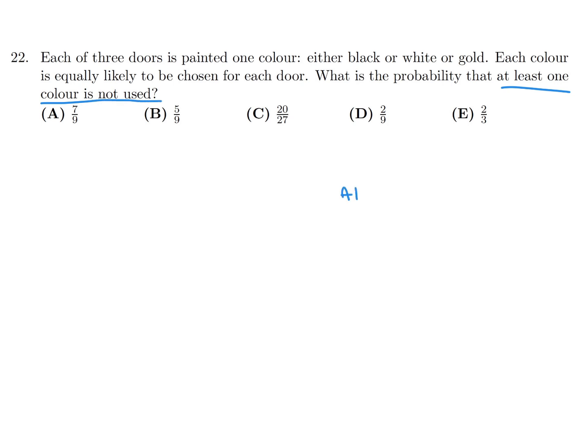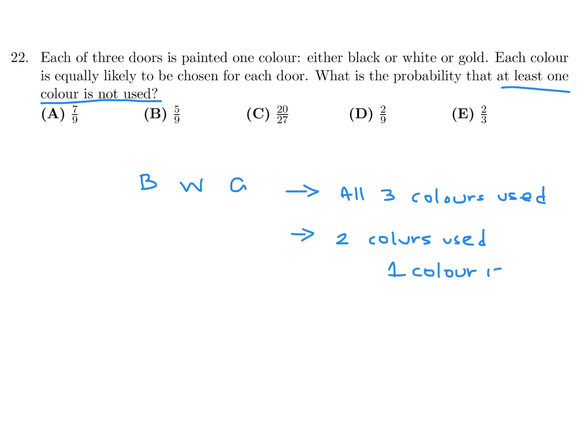So you can have all three colors used. That's the first scenario. So you can have one door black, one door white, one door gold, like that. Or you can have two colors used, which basically means that one color is not used. Or you can have just one color used, which basically means that two colors were not used. Two colors not used.